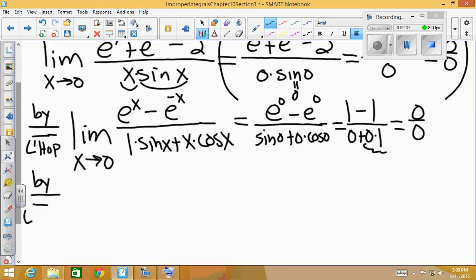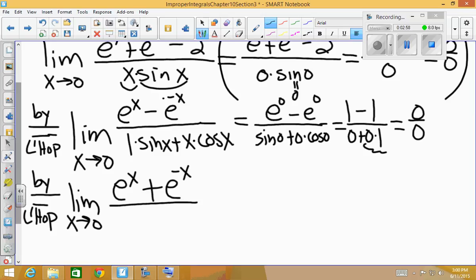So by L'Hopital's rule, we have the limit as x goes to 0 of the derivative of the numerator. So e to the x. This time, this e to the negative x is going to produce another factor of negative 1, so we get plus e to the negative x, divided by the derivative of sine of x, which is cosine of x, plus the product rule for this second term. So the derivative of the first factor is 1 times a copy of the second, plus a copy of the first times the derivative of the second. Derivative of cosine of x is negative sine of x.